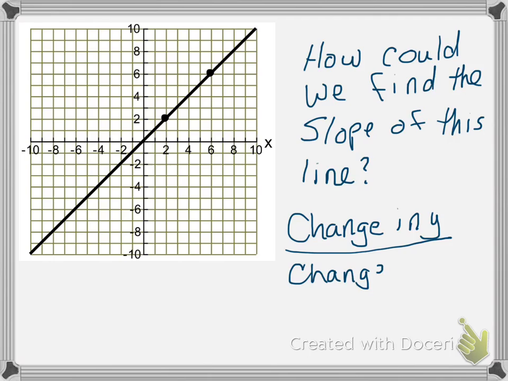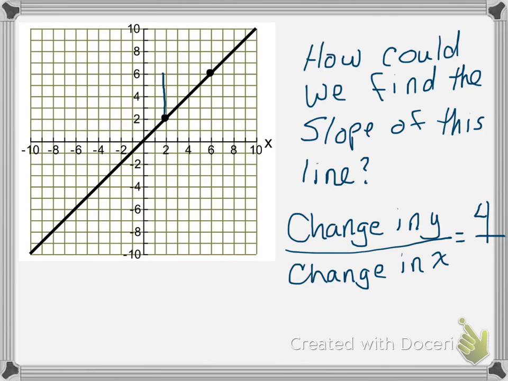Slope is measured by the change in y values over the change in x values, which could also be called the rise over the run. The rise is counted by taking 2 points and counting how far up you go between those 2 points. For instance, these 2 points, we would go up 4.